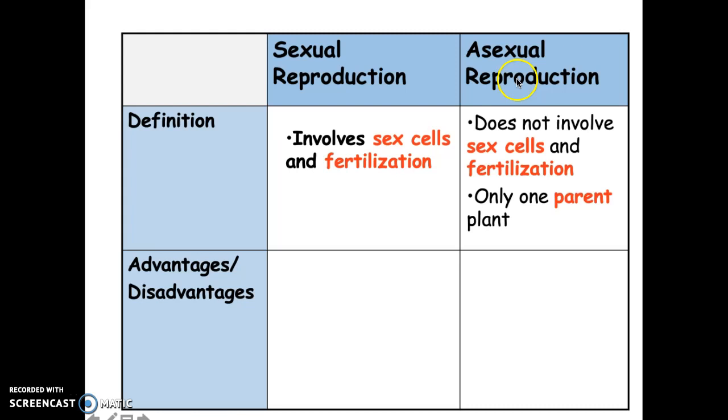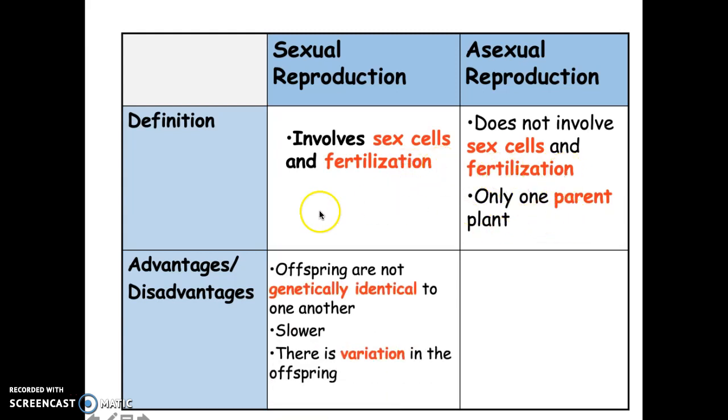So asexual reproduction does not involve sex cells and does not involve fertilization. So only one parent is required in here. What are some advantages and disadvantages? Well, for sexual reproduction, an advantage is that offspring are not genetically identical. And what this does is that it provides more genetic variation. So that's a positive. The fact that there's more genetic variation can be an advantage for organisms.